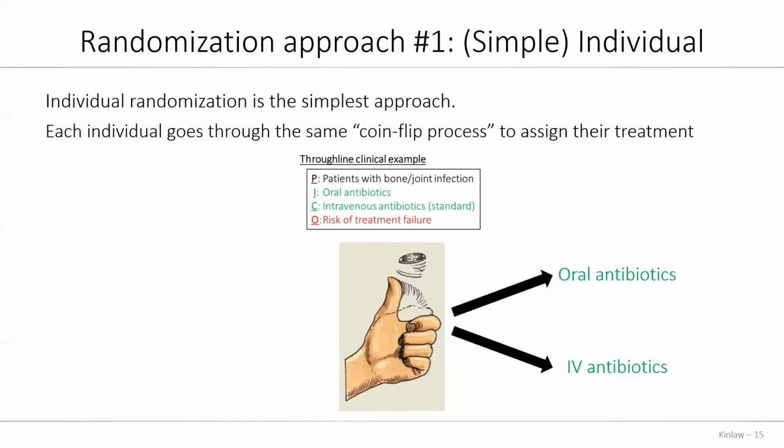Using our through-line clinical example, we know that we have two exposure arms, oral or IV antibiotics, and we expect that a fair coin will randomly allocate patients to one of those two groups. Of course, in reality, these types of randomization processes, even these simple ones, are done with computers.